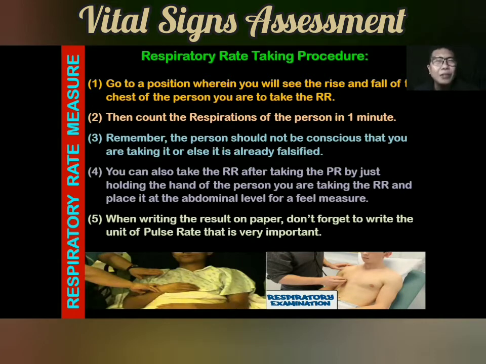Then count the respirations of the person in 1 minute. What is again a respiration? This is the rise and fall of the chest because of breathing. So one rise and fall is called one cycle, and that is one respiration. Remember, CPM in respiratory rate stands for cycles per minute. So one cycle is actually one rise and fall of the chest.